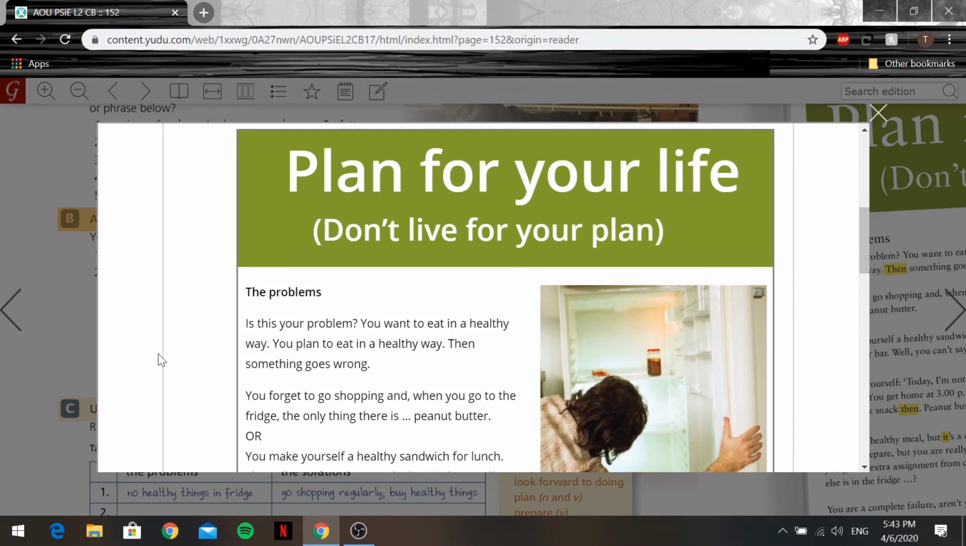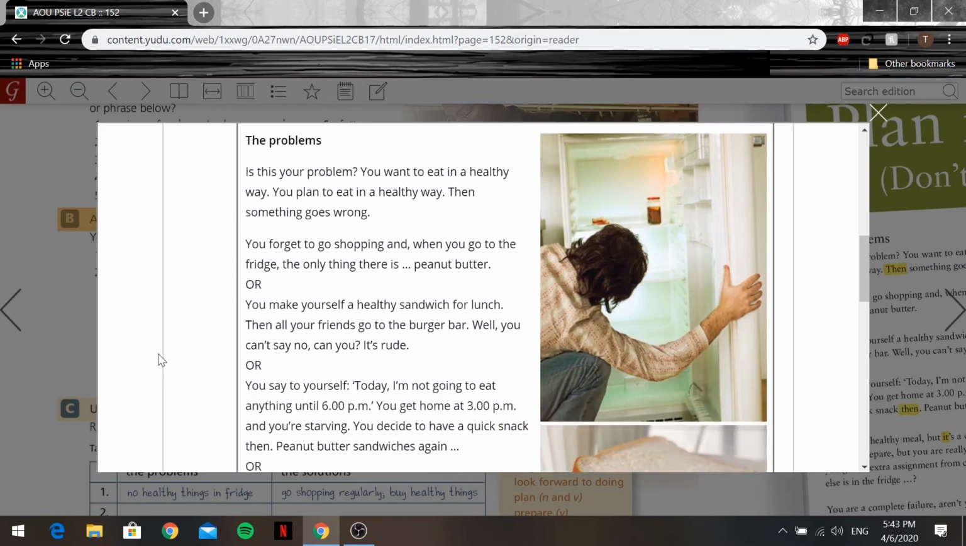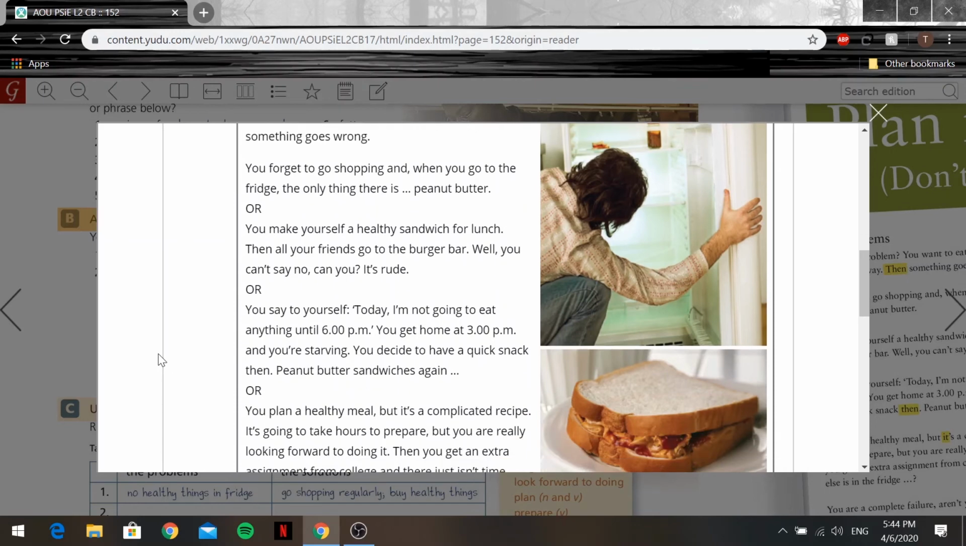So, the problems. Is this your problem? You want to eat healthy or you want to eat in a healthy way? You plan to eat in a healthy way, then something goes wrong. You forget to go shopping and when you go to the fridge, the only thing there is peanut butter. Or you make yourself a healthy sandwich for lunch and all your friends go to the burger bar. Well, you can't say no, can you? It's rude. Or you say to yourself, today I'm not going to eat anything until 6 p.m. You get home at 3 p.m. and you're starving. You decide to have a quick snack then, peanut butter sandwiches again.